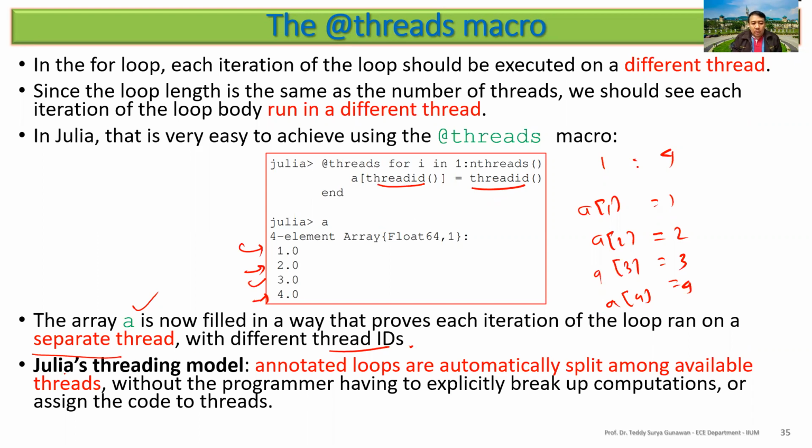So Julia's threading model is important. Annotated loops are automatically split among available threads. So if you have the variable i here, then it will be split. i will be 1 2 3 4. So this one will go to thread number 1, then thread number 2, 3, 4, and then if you have 5 and 6, they go back to thread number 1, thread number 2. So this is automatically split among available threads, without the program having to explicitly break up the computation or assign the code to threads.